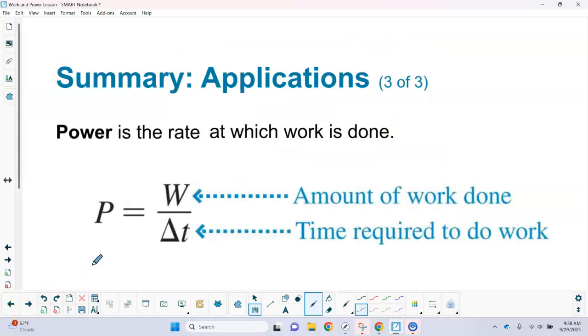And then finally, power is just the rate at which work is done. You just take W, the amount of work that you've done, and divide it by how much time was required to do that job.